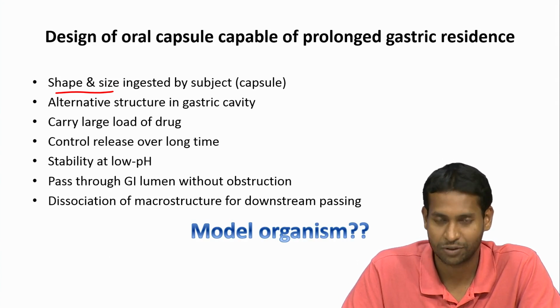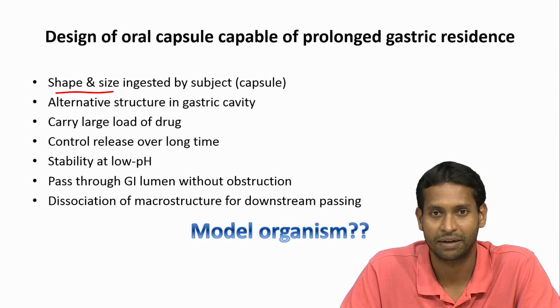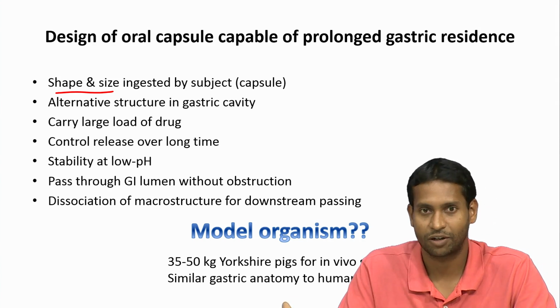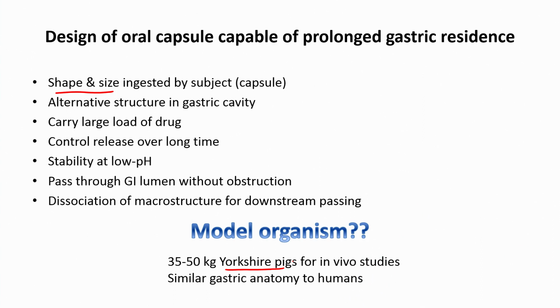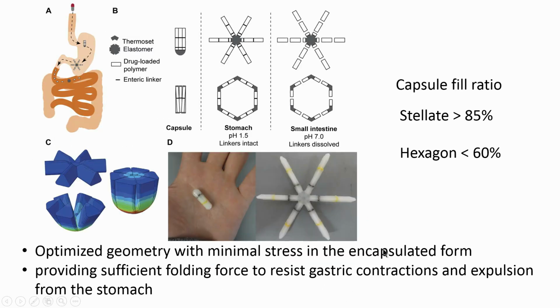So, very similar thing. What model organism can we use here? In this case the authors have used Yorkshire pigs. Pigs, as we have discussed before, are very similar to humans in terms of weights, different tissue architecture and sizes. So, they are used very widely as models. In this case they have also used pigs of about 35 to 50 kg, and this is the system that they have designed.